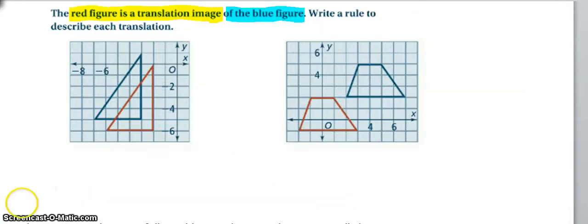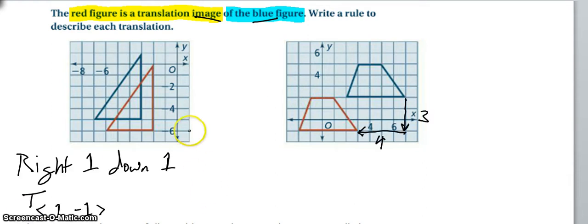So now again, one of the most common mistakes is using the wrong image or pre-image, so pay attention that red is my image, which means I'm going from the blue to the red. So go ahead, write the rule for both of these. What would be my translation rule? You can either write it using translation notation or just write out the rule. Pause the video, try those, and come back.